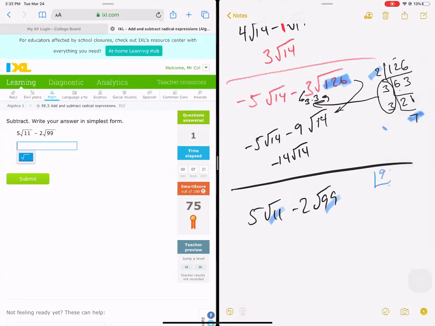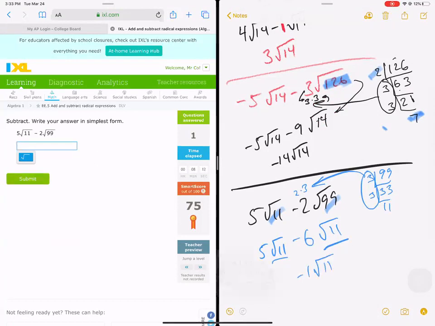Let's try 99. Smallest number I can divide 99 by is 3. 3 goes into 9 3 times, no remainder. 3 goes into 33 11 times. We do have a pair. That pair gets kicked out of my square root. So we have 5 square root of 11 minus, the 2 and the 3 outside now become a 6, with 11 left over. Hey, these are like terms now. So that's negative 1, because 5 minus 6 is negative 1, square root of 11.